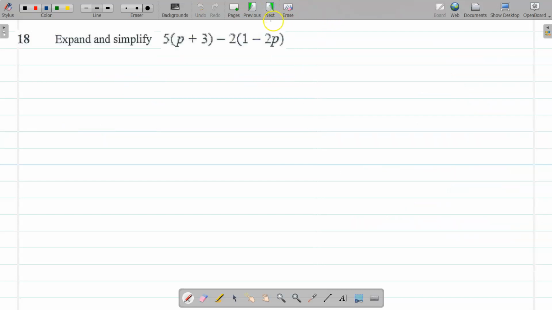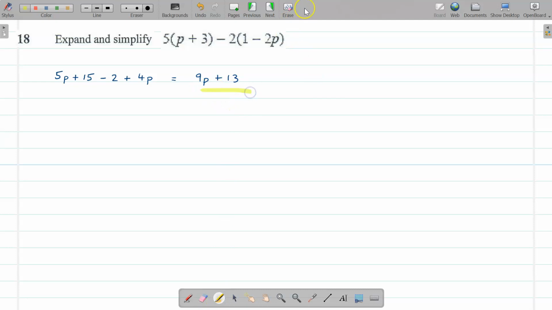Next question. Expand and simplify this. Well, that's a fairly straightforward piece of algebra. So we've got 5p plus 15, and then we've got to take away 2, and be careful here because we've got to do minus 2 times minus 2p, which is plus 4p. That's where people will tend to go wrong, because it's minus minus. Now, if we simplify all that, we get 9p, and we've also got plus 15 minus 2, which is plus 13.